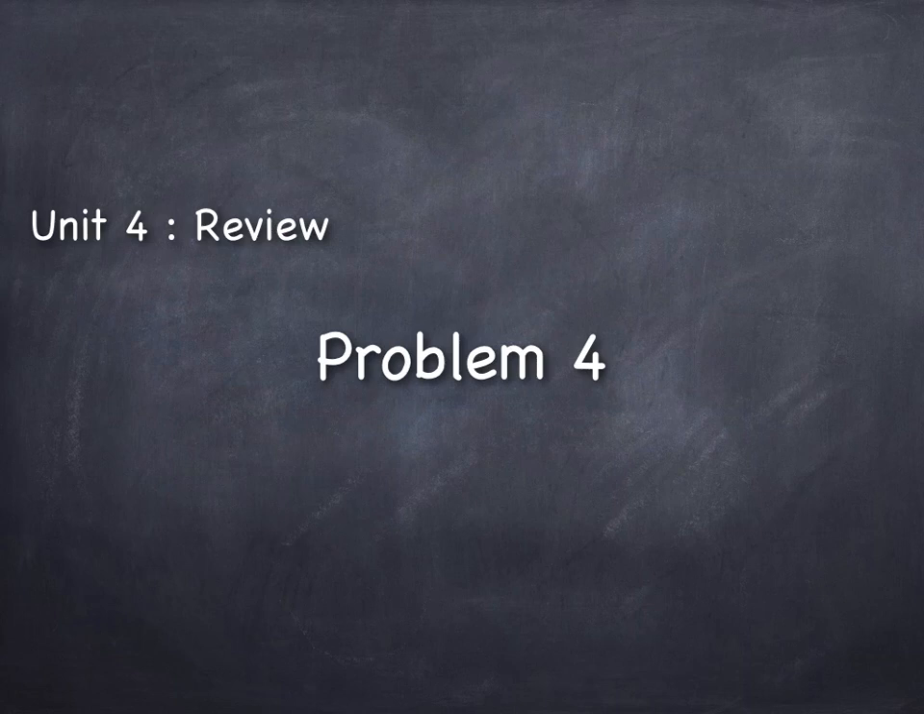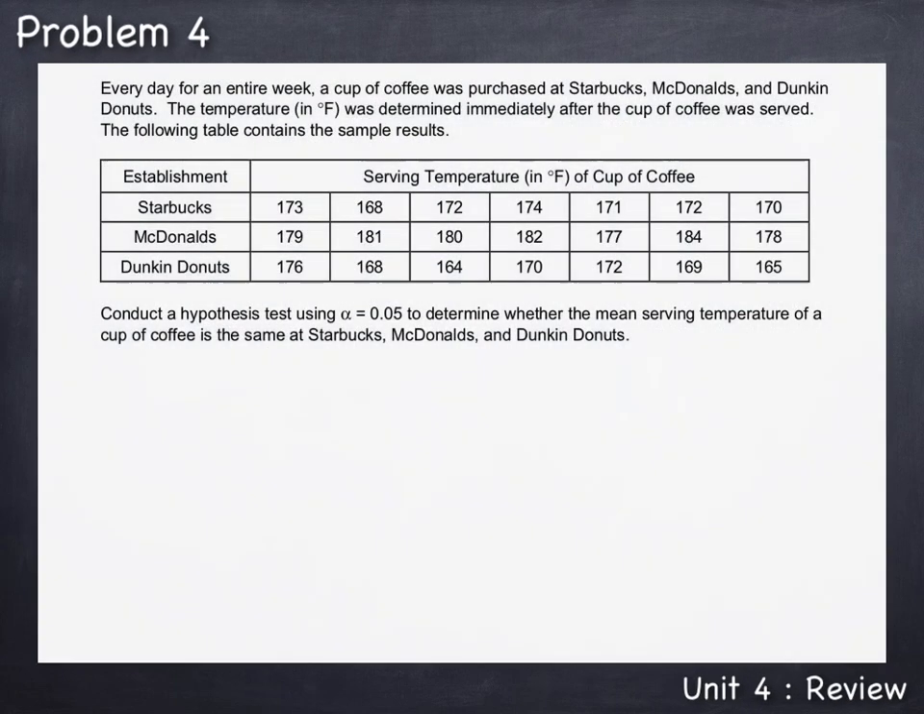Unit 4 Review, Problem 4. Every day for an entire week, a cup of coffee was purchased at Starbucks, McDonald's, and Dunkin' Donuts. The temperature, measured in degrees Fahrenheit, was determined immediately after the cup of coffee was served. The following table contains the sample results. Conduct a hypothesis test using alpha equals 0.05 to determine whether the mean serving temperature of a cup of coffee is the same at Starbucks, McDonald's, and Dunkin' Donuts.